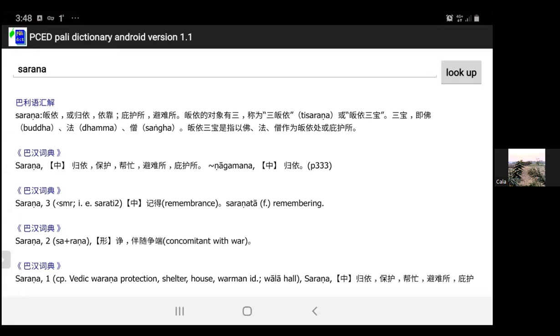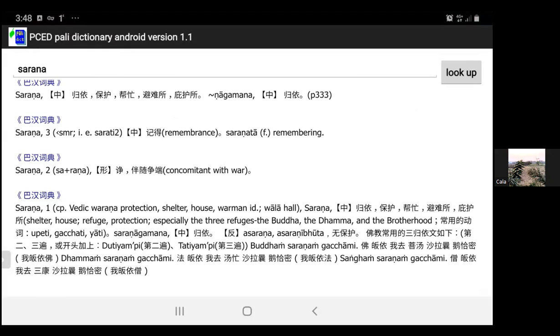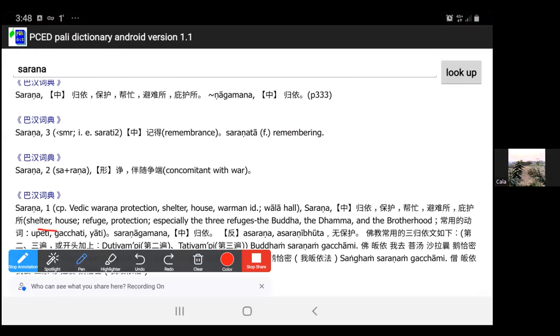Okay, now we look at the word sarana. So here there is an n dot. Sometimes in Pali, what's the meaning of sarana? It means protection. So I go to the Buddha as a refuge. I go for the Buddha. You can see other meanings of sarana: shelter, house, refuge, protection, right? Especially the three refuges in the Buddha, Dhamma, Sangha. So there's an n dot here, so we don't forget.